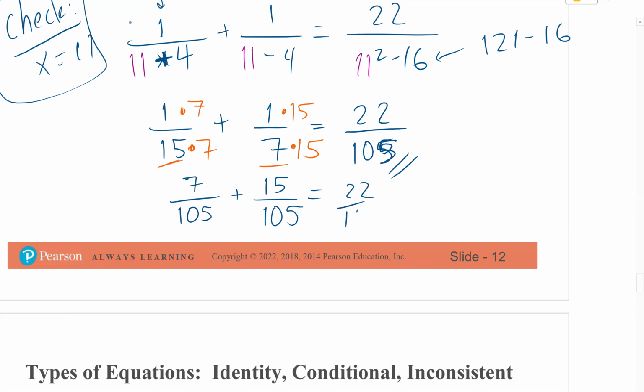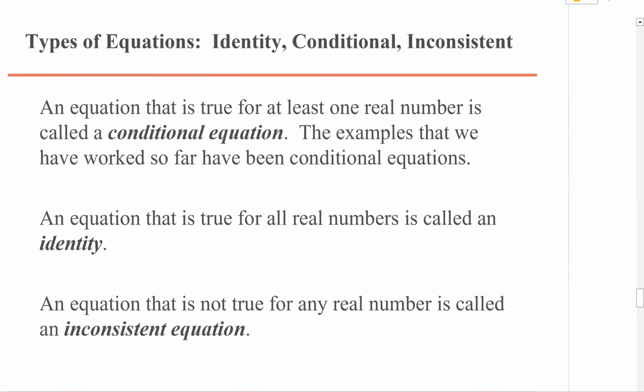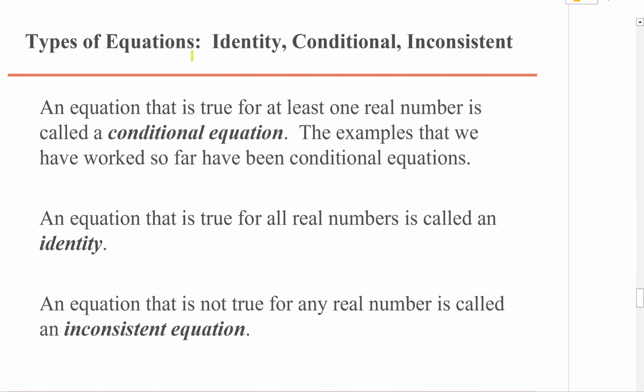Is that true? Oh, I think it is, because look, these numerators add up to 22. So it really says 22 over 105 equals 22 over 105. I don't really know what 22 over 105 is, but that's true. That something equals itself. Boom. Man, we're good. As a team, we are good, my friends. This is good. This is fun. Let's do this every day.